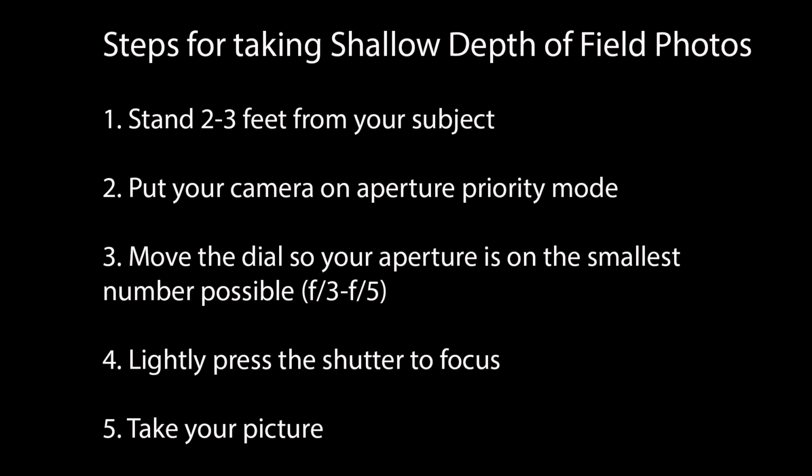So to review, here are all the steps for taking shallow depth of field photos. First, stand 2 to 3 feet from your subject and make sure there's plenty of room behind. Put your camera on aperture priority mode. Move the dial so your aperture is on the smallest number possible, so f3 to f5, something like that. Then lightly press the shutter to focus. Then take your picture.